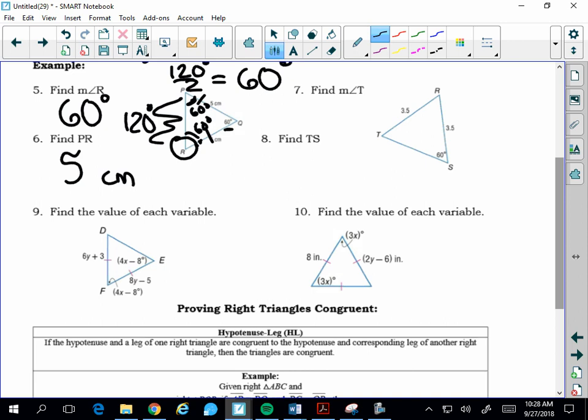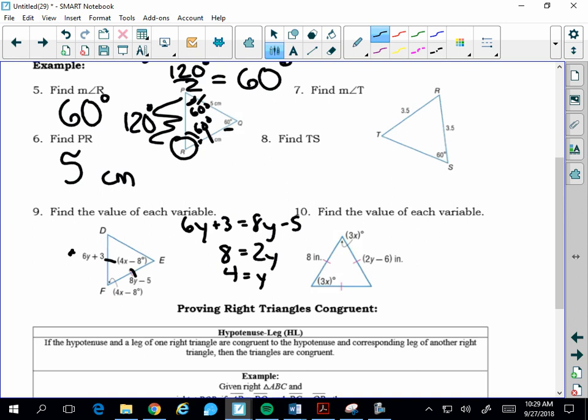Number 9 says find the value of each variable, and it gives me all this information. First thing I want to notice is I've got 2 sides that are equal to each other. Let's do something with that first. Because I've got the same variables on each of those, if those are equal, I'm just going to set them equal to each other and solve for y. So I'm going to add 5 to both sides, and subtract 6y, so I'll get 8 equals 2y, y equals 4. Okay, easy enough.